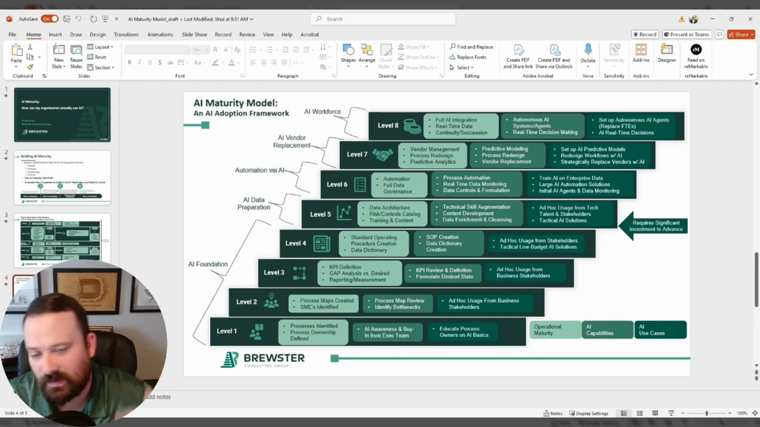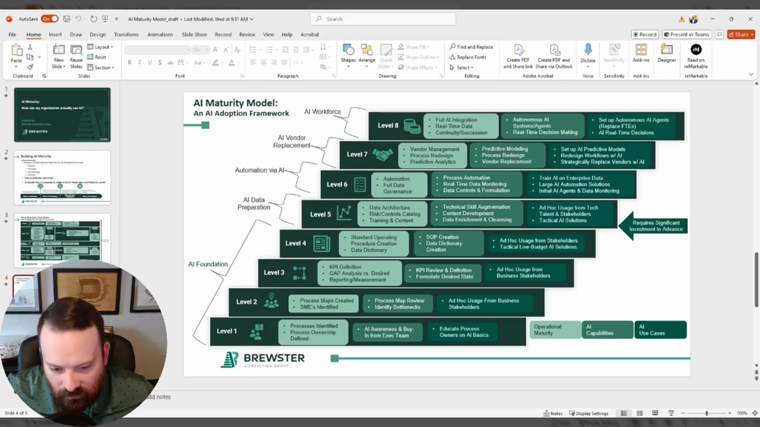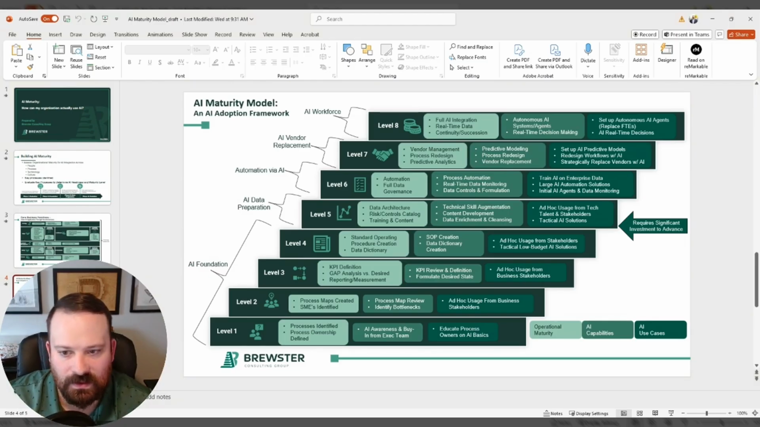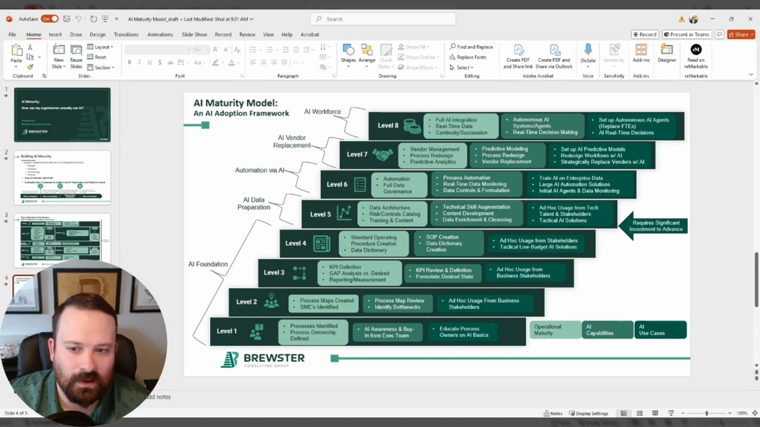So we advocate for building a roadmap and maturing into a place where you've already made strides, you've had some ad hoc usage and tactical low budget usage of AI solutions, and now you've grown into we're ready. We have all the prerequisites, we have all the inputs we need. Now we're ready for the next level of maturation, which is AI data preparation. And that's what we're going to talk about in the next video of our video series.